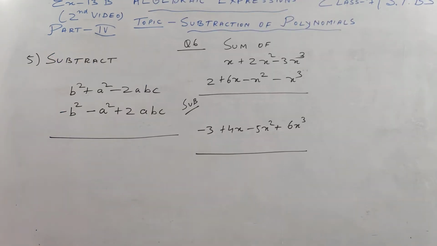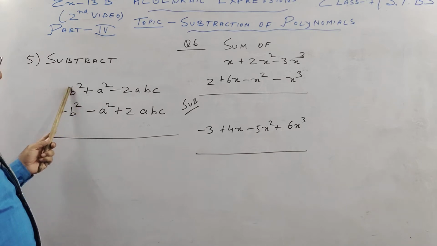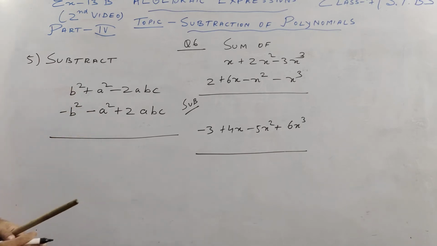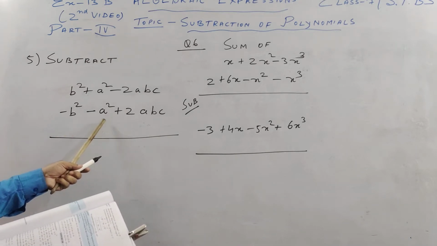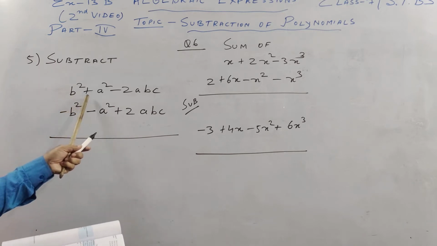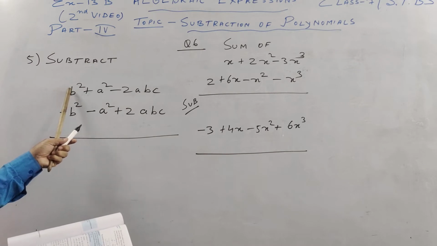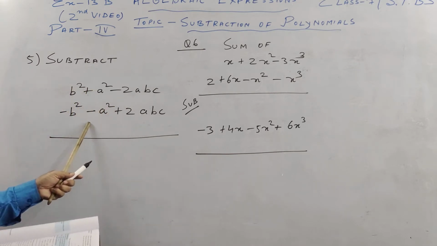So we go to question 5, where we have to subtract this from this. So you must read the question properly. See, children, you have got the question: subtract 2abc minus a square minus b square from b square plus a square minus 2ab. And again I have rearranged. So you will see what I have done.